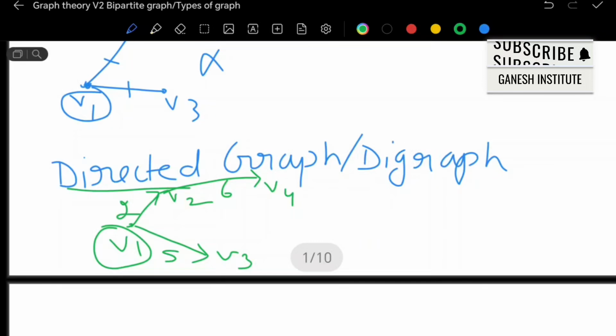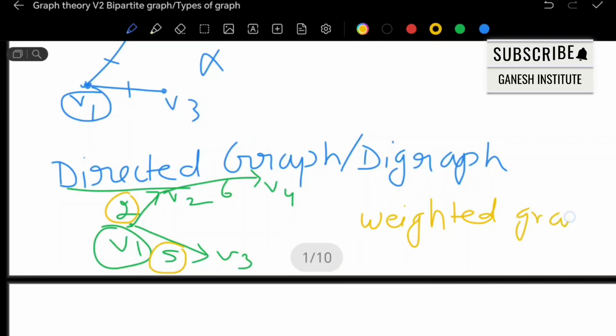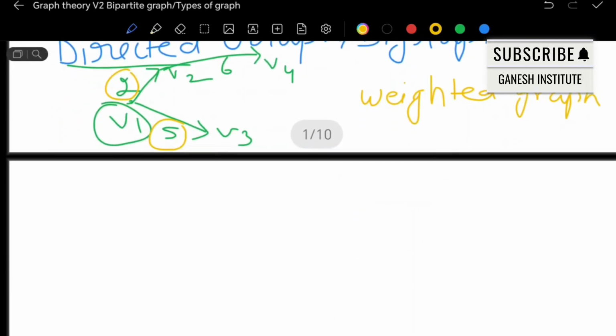And so this is a directed graph. Also, because weights are given, the units, the distance or cost or some weight function, we can also call it a weighted graph. What is it called? Weighted graph. Okay. Then we have equal graphs.